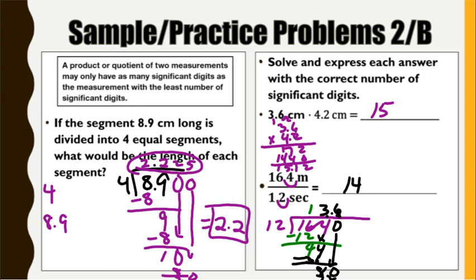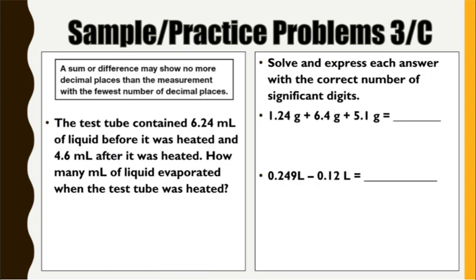And our last slide. A sum or difference may show no more decimal places than the measurement with the fewest number of decimal places. So the same thing that we had for multiplication and division, we do with addition and subtraction. So it says the test tube contains 6.24 milliliters of liquid before it was heated and 4.6 milliliters after it was heated. How many milliliters of liquid evaporated when the test tube was heated?